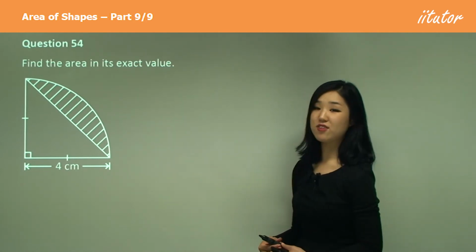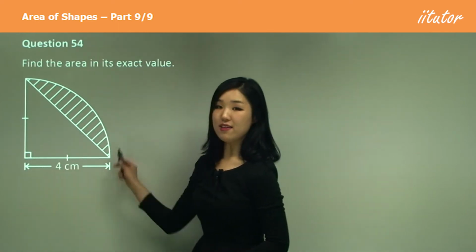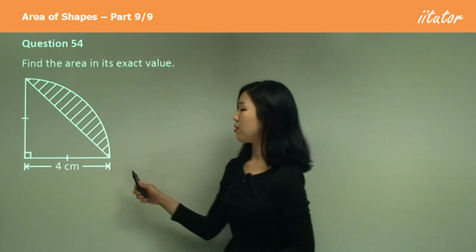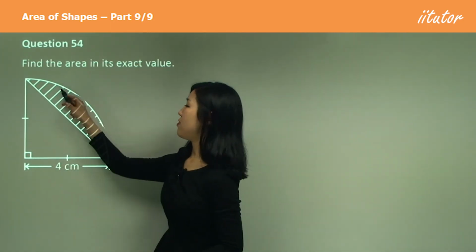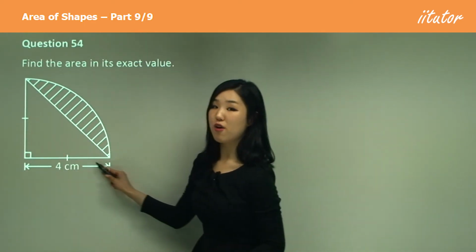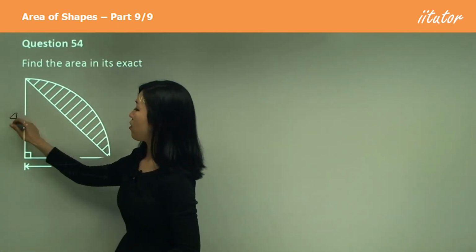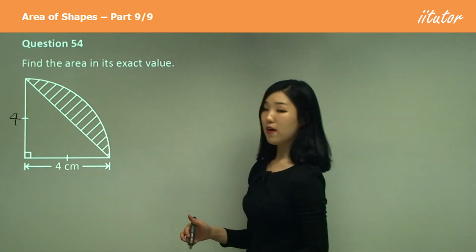It's a part of a circle, isn't it? Now, because it's a right angle, we know that that is a quarter of a circle. So we know how to find that. And the radius is 4. But we don't want the whole thing. We just want this little bit. So we have to subtract away this triangle. So we've got the base, and we know that this is also 4, the height, because they give you these little lines.